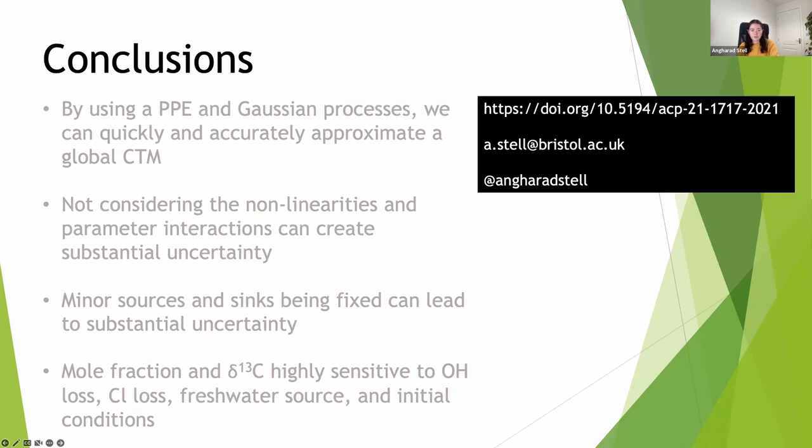So just to finish off, I think the main thing to take away is that it's a really useful technique to have these large model perturbed parameter ensembles that we can then use to generate things like emulators. And we can very easily reproduce complicated model output with very short runtime, which allows a better, larger range of analyses to be carried out.